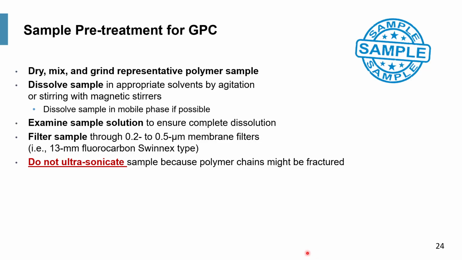I mentioned some sample pretreatment advice for GPC. Typically one has to dry, mix, and grind a representative polymer sample. You dissolve the sample in an appropriate solvent by agitation, typically stirring or a magnetic stirrer. One should try to dissolve the sample in the mobile phase if possible. Make sure you examine the sample solution and ensure the dissolution is complete. Filter the samples through membrane filters. Very important not to ultrasonicate, because polymer chains might be fractured during that process.